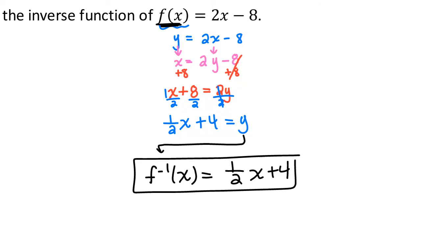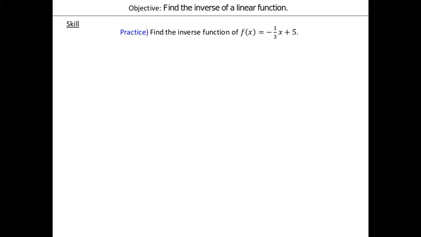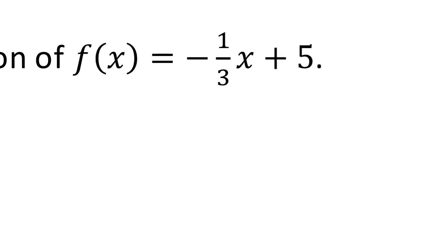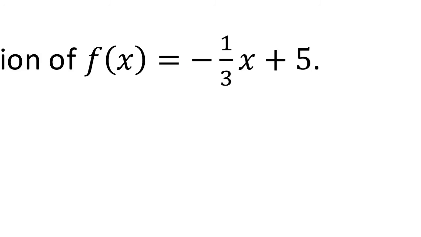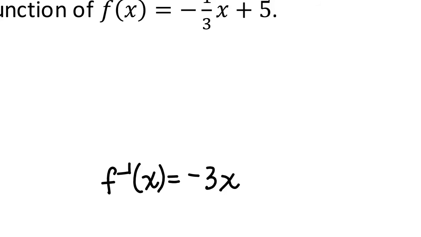So let's practice one now with a fraction. Go ahead and copy this one now. We got f of x equals negative 1/3 x plus 5. So with this one, you're going to have to multiply by the reciprocal of the negative 1/3, which is going to be negative 3/1. So see if you can do this one. I'll tell you the answer. You should get f inverse of x equals, I think it was negative 3x plus 15. See if you guys can get that.